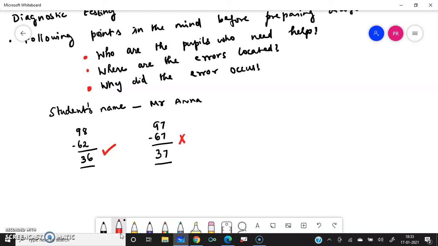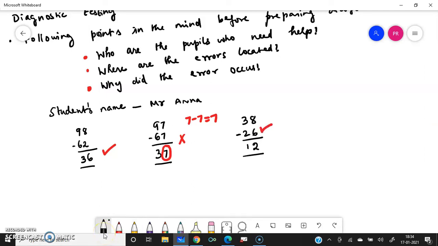Not only marking it wrong, you should understand where exactly the student has made the mistake. Here is the mistake: she has taken 7 minus 7 equal to 7. This is the mistake she has made. One more question: 38 minus 26. Her answer is 12, and that is correct.